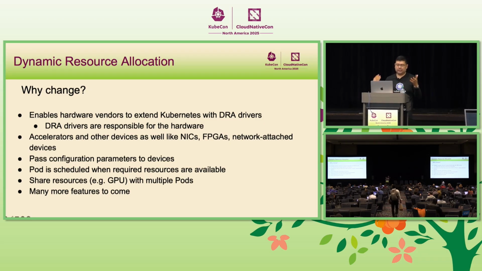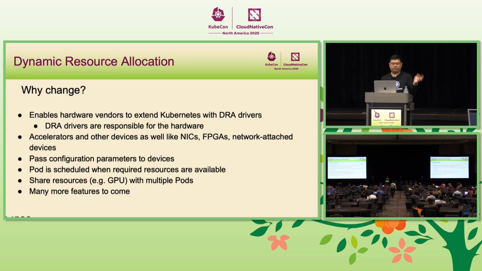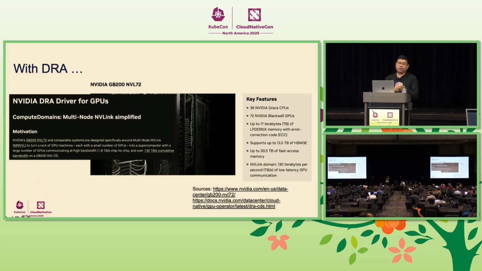And we have a centralized device categorization as well. And also, one of the key features is the pod is scheduled when the required resource is also available, instead of having the pod failing on a node if the resource is not available. And you can do cool things with DRA, with this NVIDIA GB200 NVL72 with 72 NVIDIA Blackwell GPUs. And so you can use a rack of GPUs in the cluster and workloads.